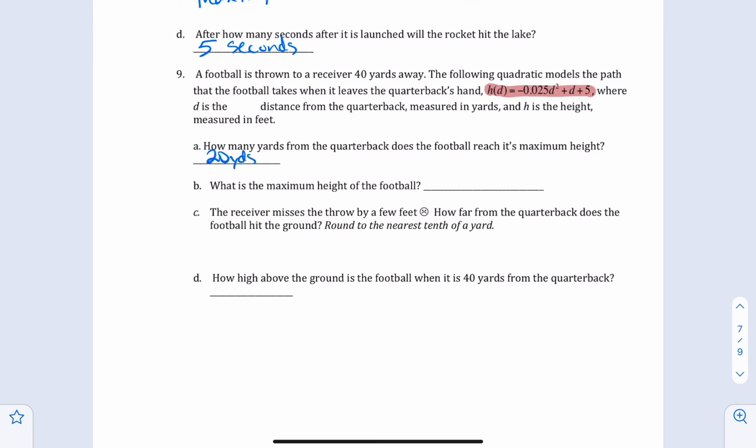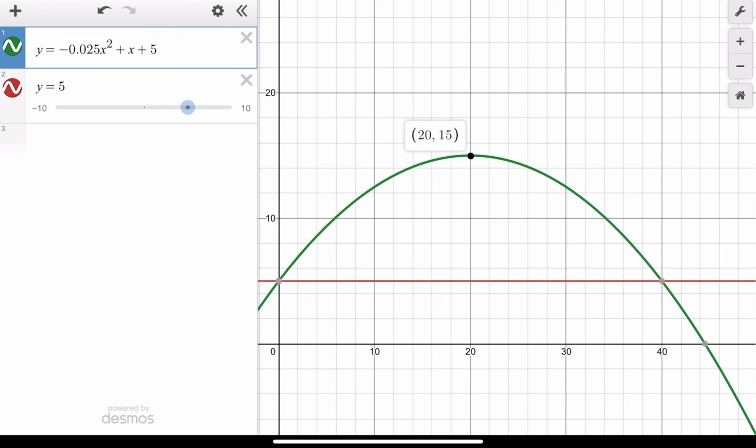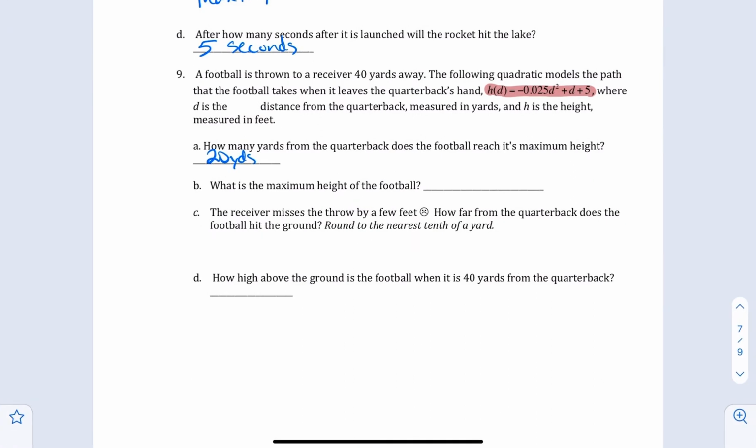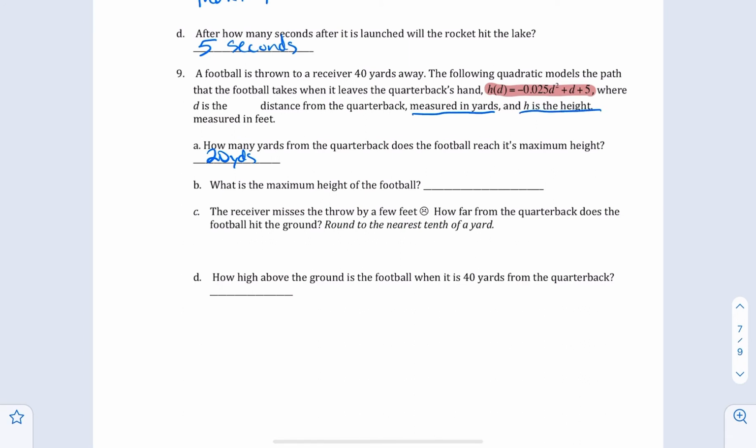I reach my maximum. Now the maximum height of the football is 15 feet or yards. Let's see, h is the height measured in feet, so it's 15 feet. So again, h is measured in feet, d is measured in yards. So the distance from the quarterback is measured in yards, but the height is measured in feet. And so it reaches a maximum height of 15 feet above the ground. So I'm throwing it about 10 feet over my head is what I'm doing. I'm not lobbing it. I'm trying to throw this thing nice and clean.